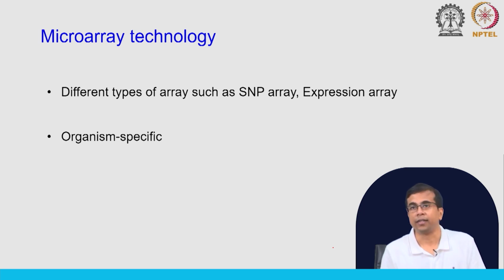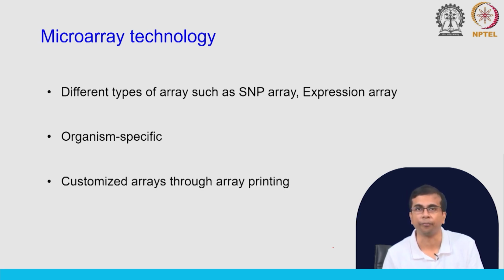These arrays have to be organism specific, as you have seen. They require DNA probes, for which we need to know the organism's genome sequence, as these sequences are different. So, we need these organism specific arrays, and you can also design customized arrays. You can have your own DNA molecules that you want to design as probes, and you can print those probes on these chips.